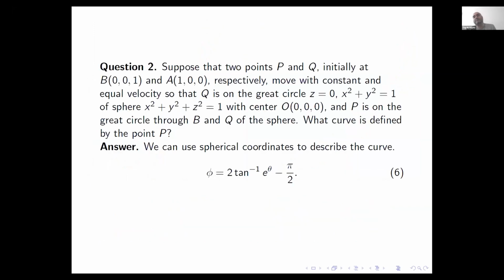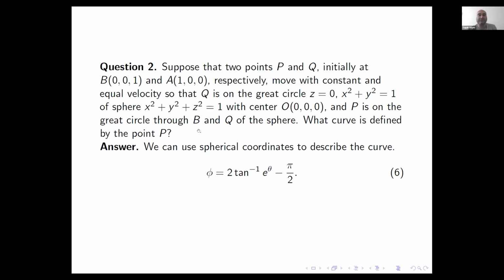Now let us try to solve a similar problem in 3 dimensions. Suppose that two points P and Q, initially at (0, 0, 1) and (1, 0, 0) respectively, move with constant and equal velocity so that Q is on the great circle z equals 0, x squared plus y squared equals 1, which is the equator of the sphere x squared plus y squared plus z squared equals 1 with center (0, 0, 0), and P is on the great circle through B and Q on the sphere. What curve is defined by this point?